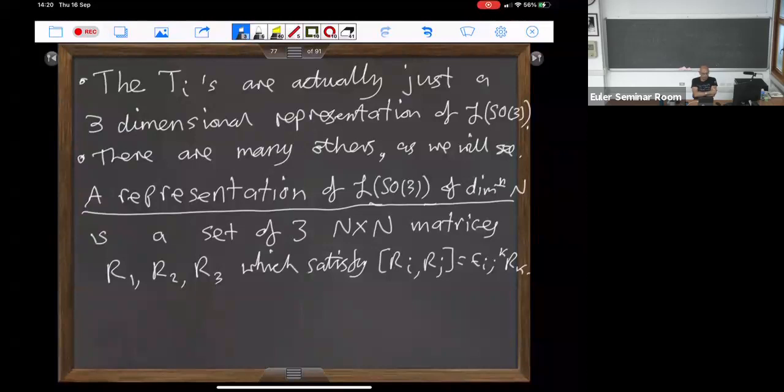What we mean by a representation of the Lie algebra of SO3 of some dimension capital N is simply a set of 3 n by n matrices which obey, under matrix multiplication, the relations of the Lie algebra of SO3. So to give a representation, you just have to give me 3 n by n matrices, R1, R2, and R3. If you take their commutators, they just have to satisfy this. And that's the definition of a representation. Is that definition clear to everyone, or does anyone have a question?